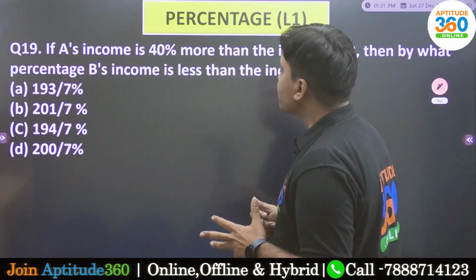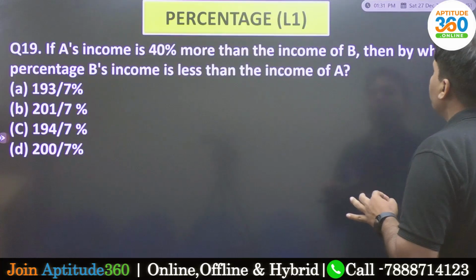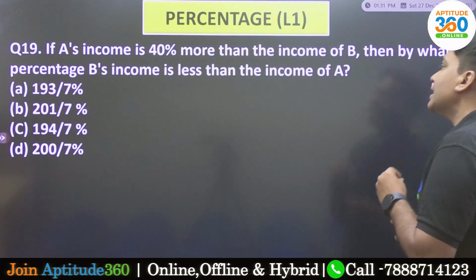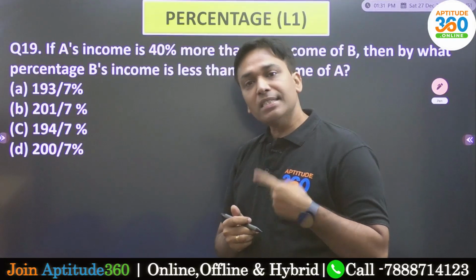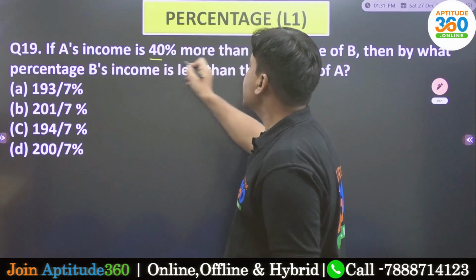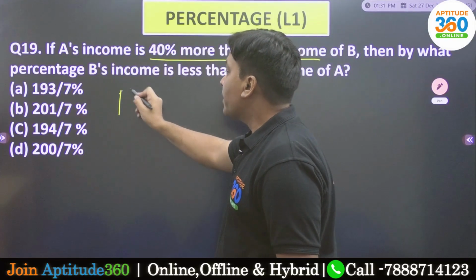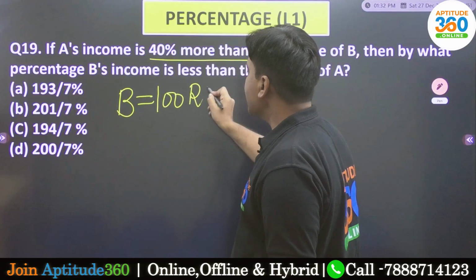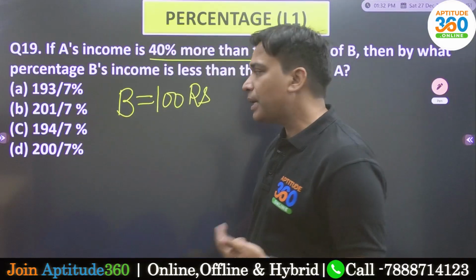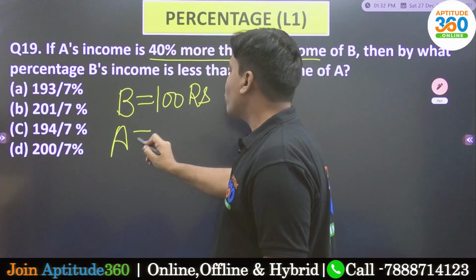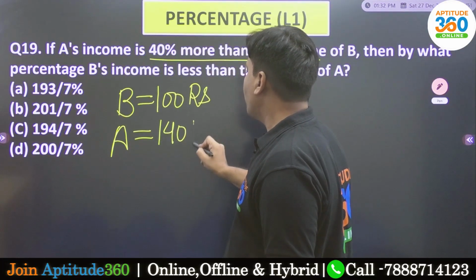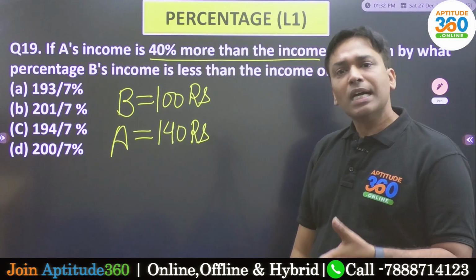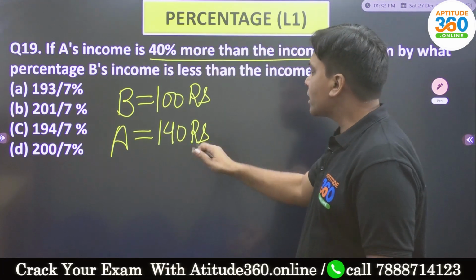If A's income is 40% more than income of B, then by what percent B's income is less than income of A? A's income is 40% more than income of B. So comparison किससे हुआ? B की income से. So what I'm going to be doing? I'm taking income of B as 100 rupees. If I take income of B as 100 rupees, A's income is 40% more. So it is going to be what? 100 का 40% निकालना बड़ा आसान है. It is 40. 100 plus 40 is 140.